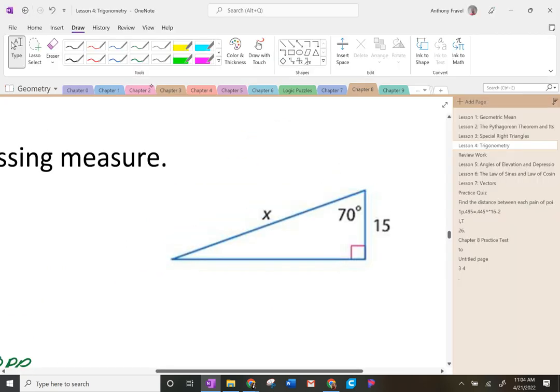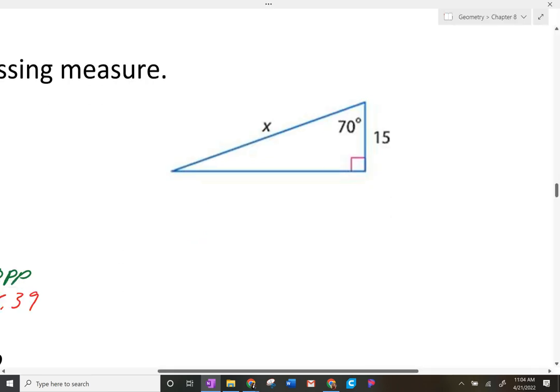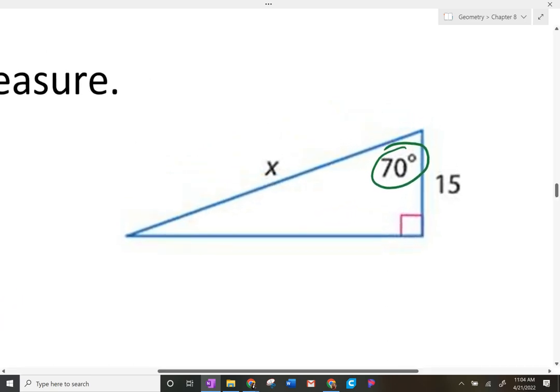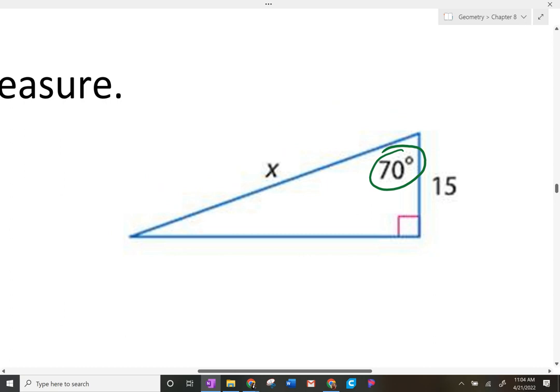So I'm starting off with this one. I have 70 degrees here. I'm going to identify the numbers that are next to it, hopefully with your help. X, what's that one considered? Fantastic. X is going to be the hypotenuse. What's 15? Adjacent. Awesome. Out of all of these choices, which one has adjacent to hypotenuse?